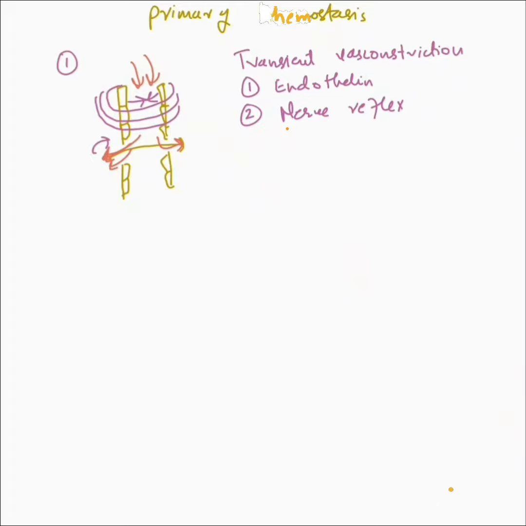There are a lot of nerves that are also supplying the vessel. Like here is a nerve, here's a nerve, here's a nerve, and when the vessel is damaged, these nerves get stimulated, and they will cause a reflex that will cause vasoconstriction. So the first step was vasoconstriction. Now, the second step is platelet adhesion.